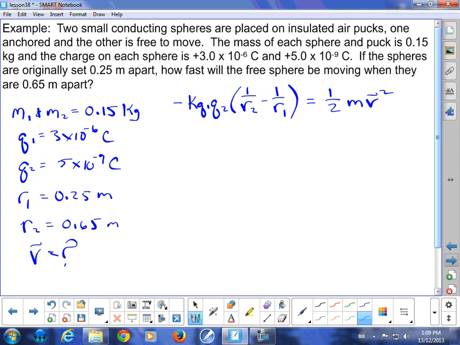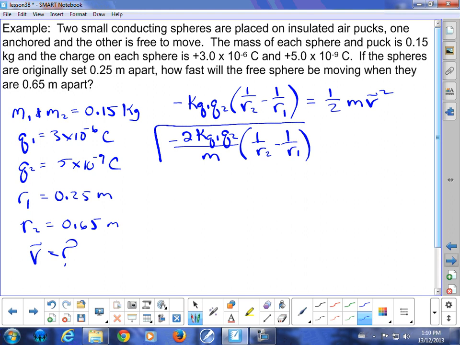That means I'm going to multiply both sides by 2 and divide by m. So I end up with 2kq1q2 over m, times 1 over r2 minus 1 over r1, and that's equal to v squared. So while I'm at it, let's get that taken care of. There's my formula for velocity. Now I can just simply do my substitution. And like I said, you don't have to do it this way. You can plug the numbers in whenever it suits.